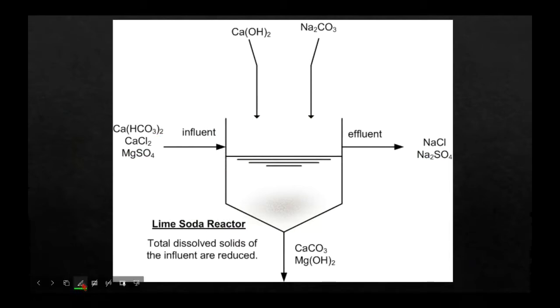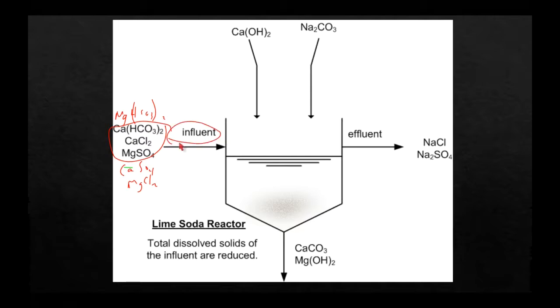And so this is a good little slide that basically summarizes it. So even though there's only a few species shown here, we could add magnesium bicarbonate. We could do that. And we can add calcium sulfate if we wanted to, and we can add magnesium chloride. But this here summarizes it well enough. That's all dissolved, and it's going into the lime soda reactor.